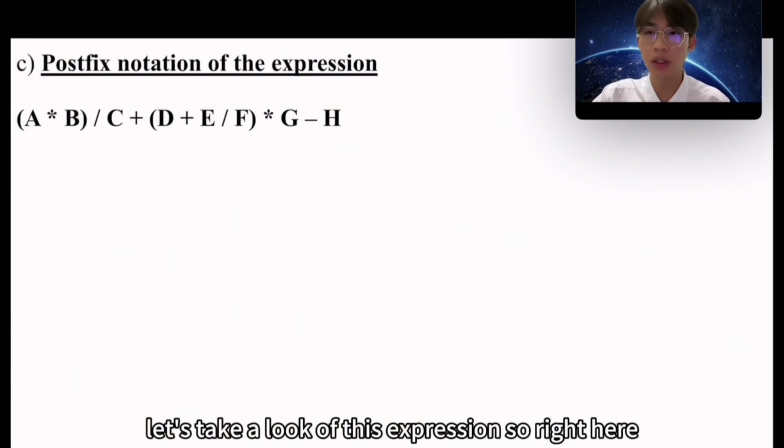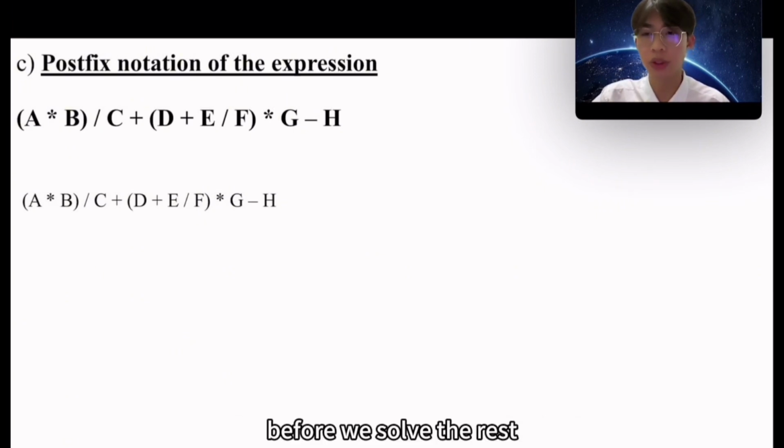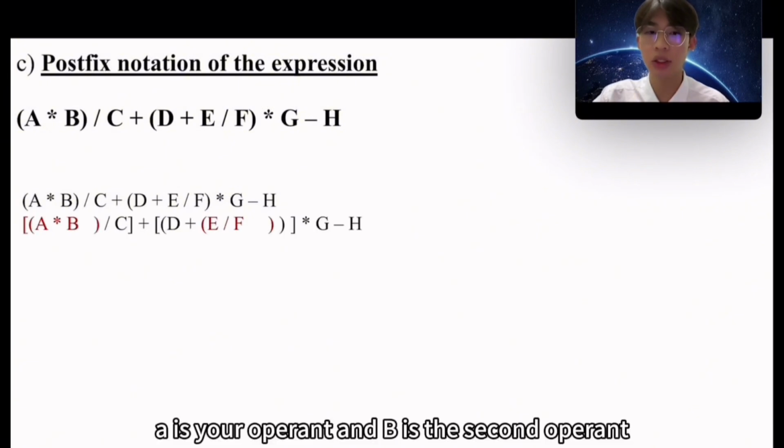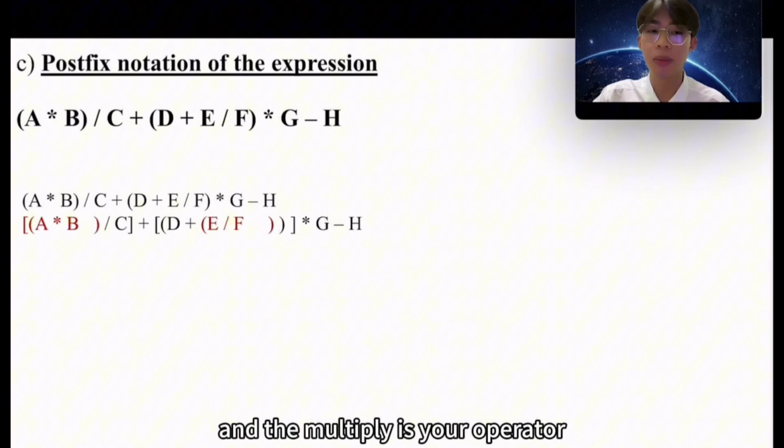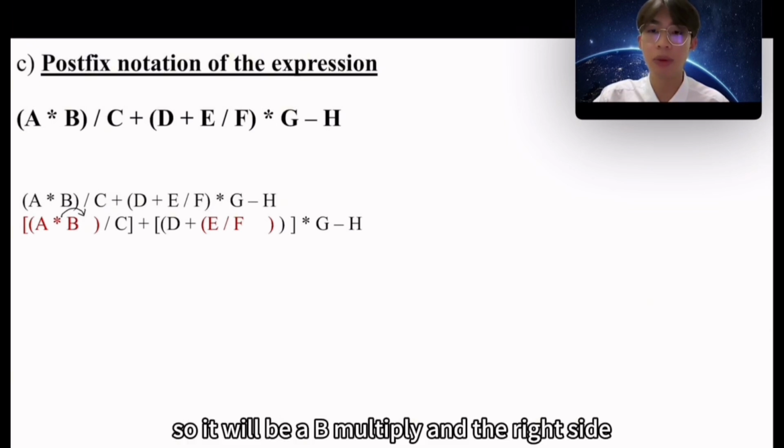So right here, we have two brackets. So we're gonna solve the bracket first before we solve the rest. A is your first operand and B is the second operand, and the multiply is your operator, so you will move the multiply behind B, so it will be AB multiply.